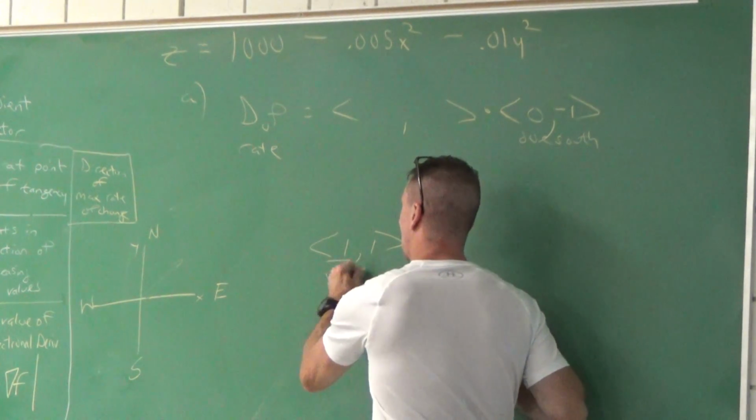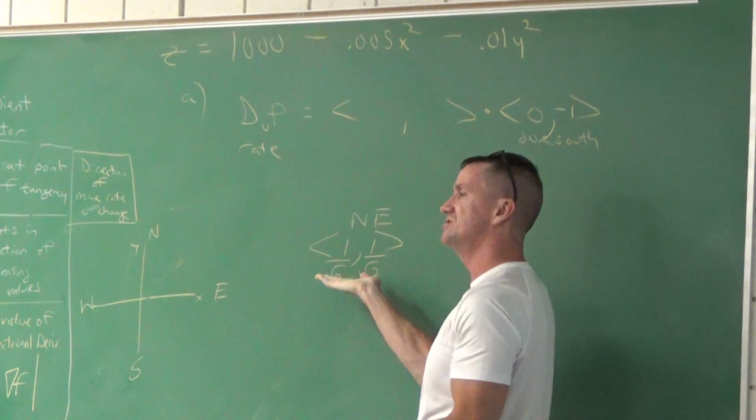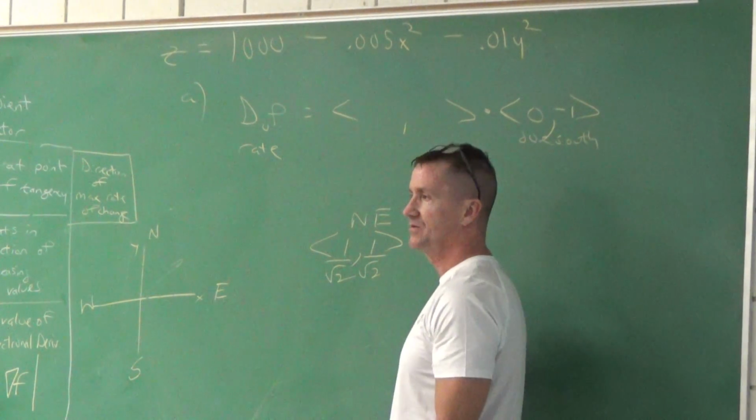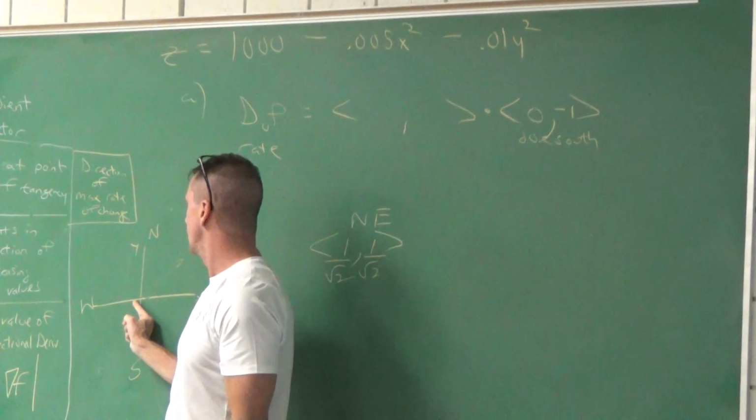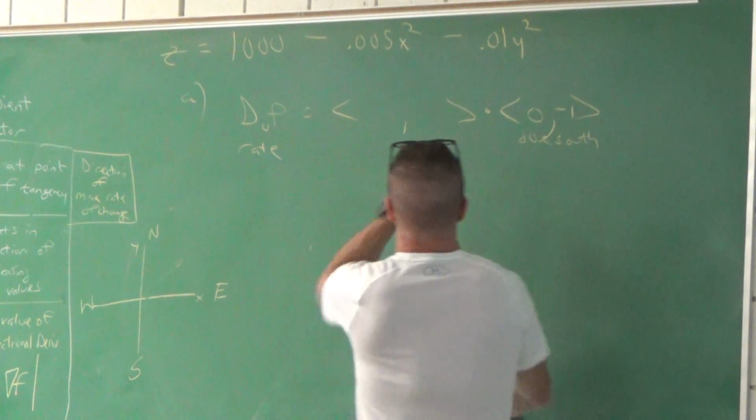So if they ever ask you, can you go northeast or something? You go, oh, okay, I'll just use 1 over root 2, 1 over root 2. If it's going northwest, you might need a negative on one of those. You got it. But right now, we're just going due south.